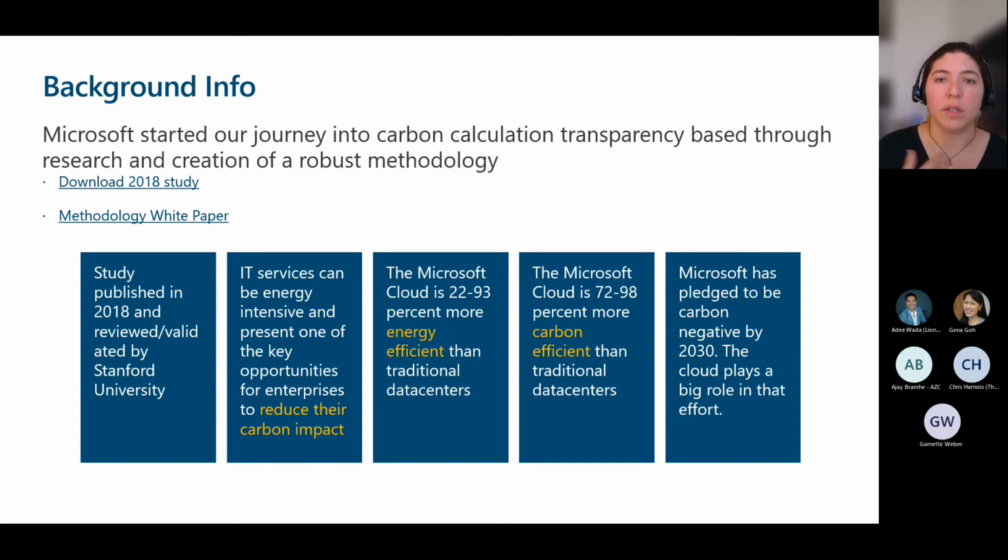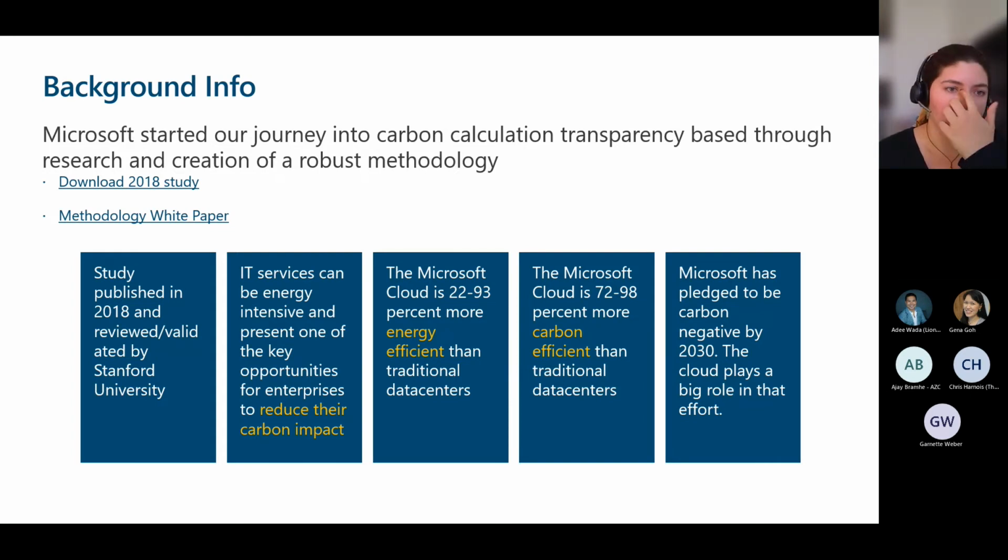So what we've done to ensure that we're going in the right direction is we bring in experts at calculating carbon. We do a study, and then based on that, we validate again with a third party, and then we validate again with an academic institution. The 2018 study, for example, that was Stanford University who validated it. That one was focused on the carbon savings that you will get if you switch from your data center to cloud.